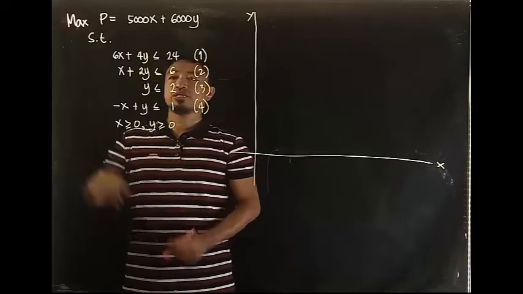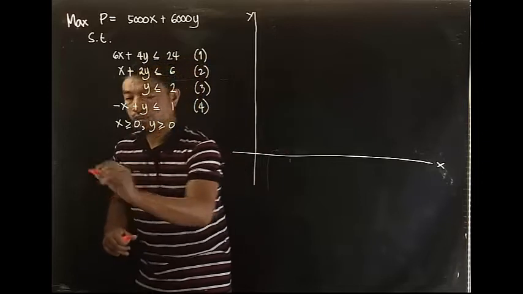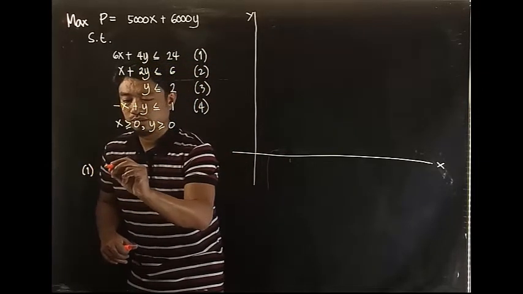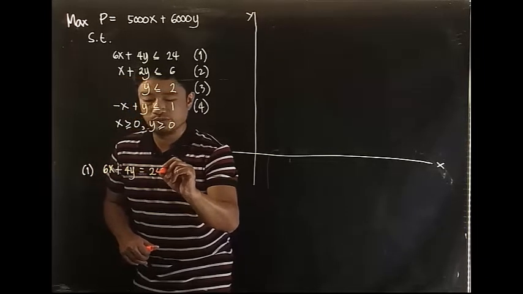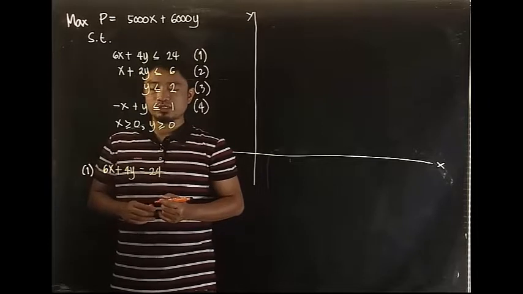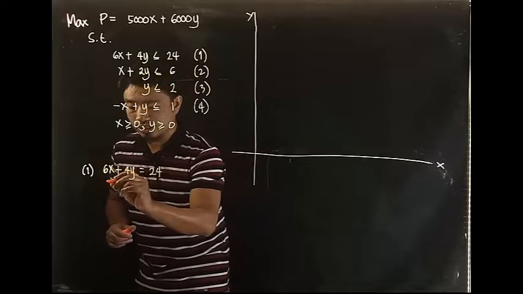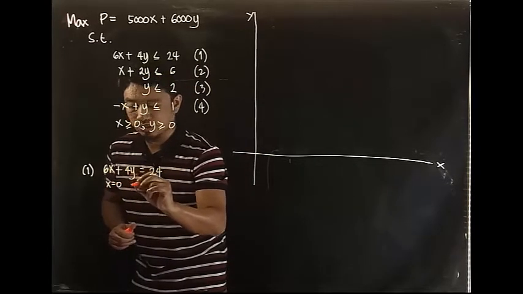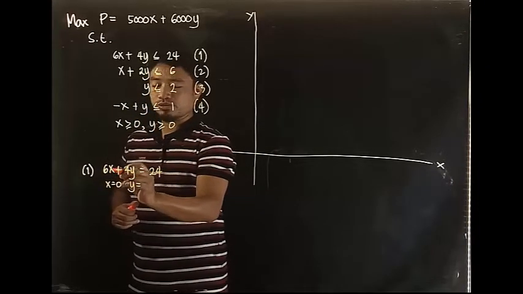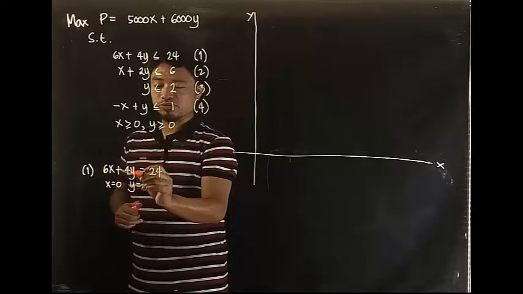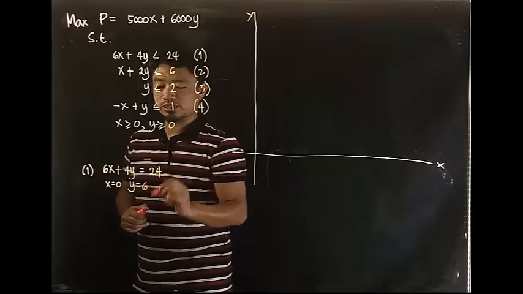So our first constraint is 6x plus 4y less than or equal to 24. We take the equation part, 6x plus 4y is equal to 24. To graph this, we're going to get the intercepts of this equation. So we let x be equal to 0, then the value of y is equal to, so this is 0, what is left is 4y is equal to 24, therefore y is equal to 6.